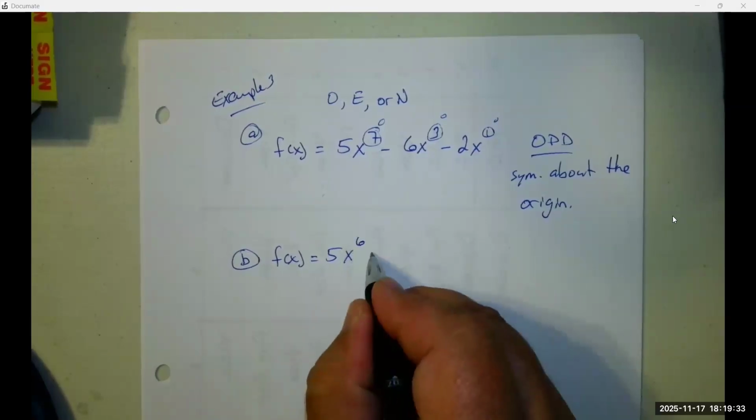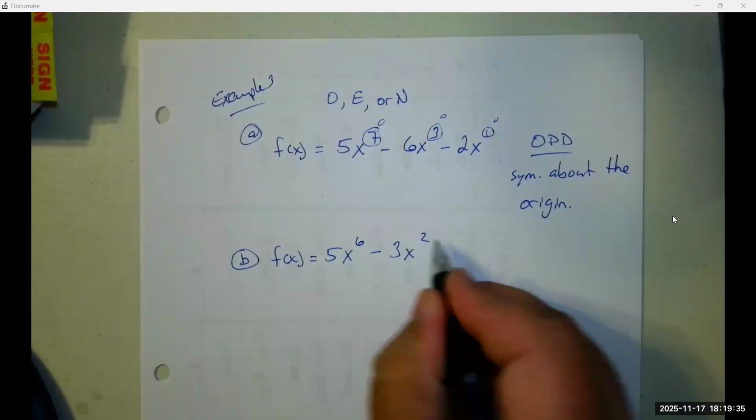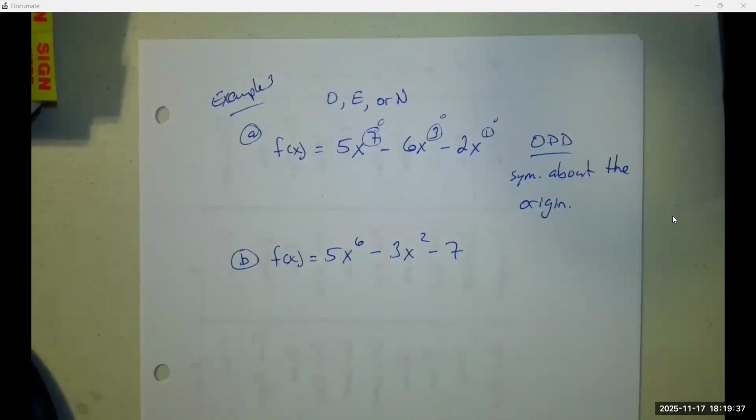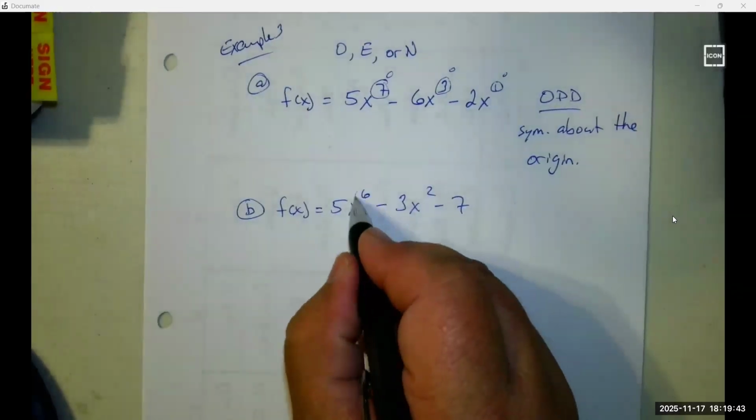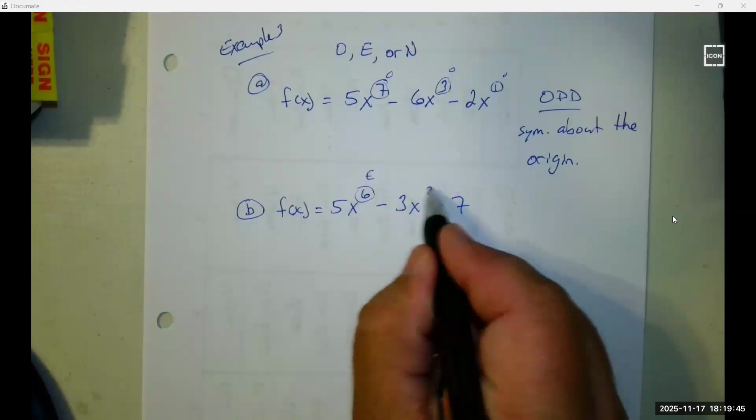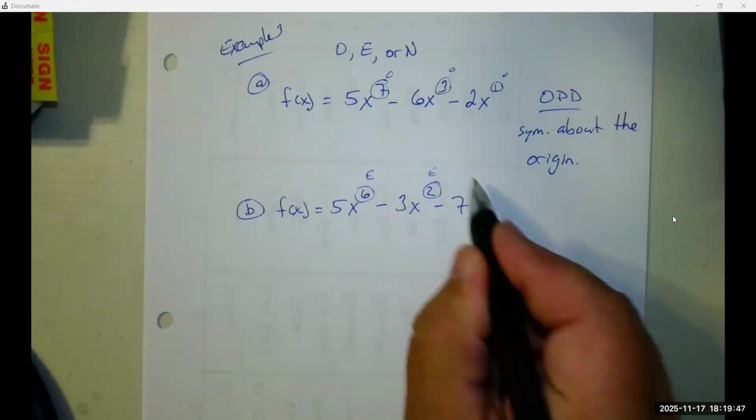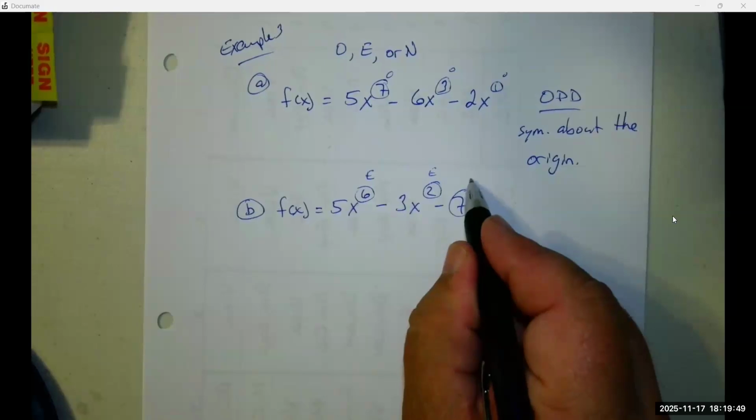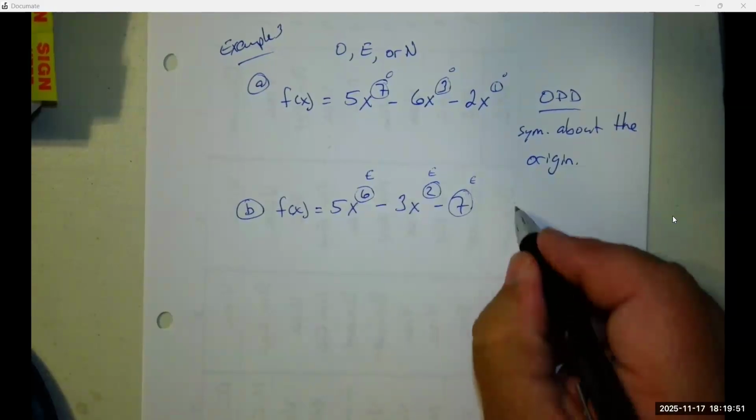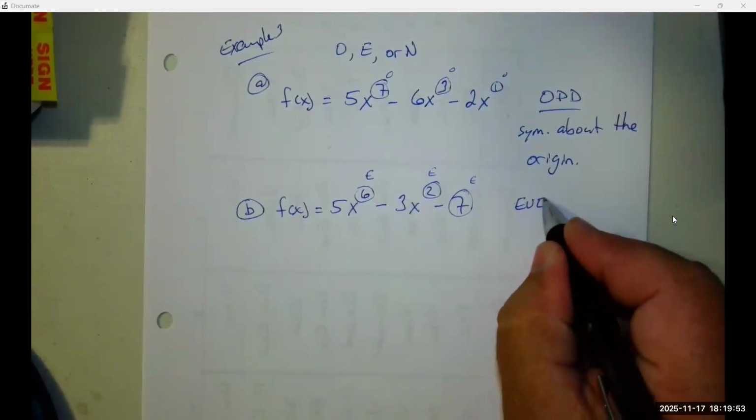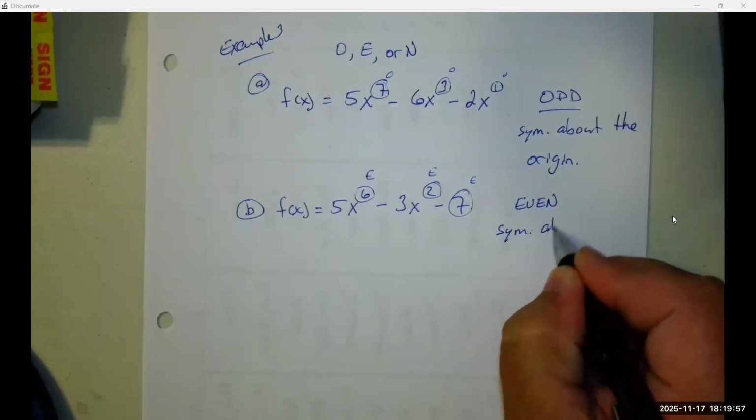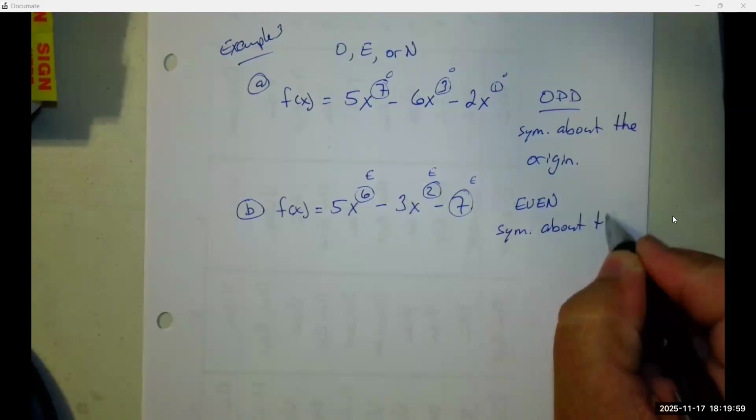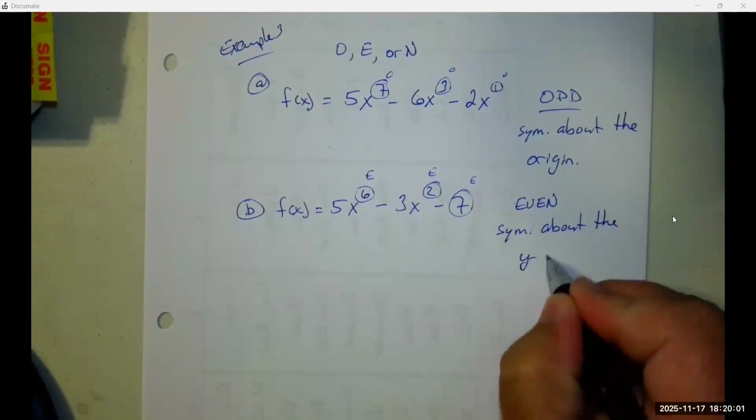5x to the 6, 3x squared minus 7. This is even, and a constant, which is even. So this is an even function, which means it's symmetric about the y-axis.